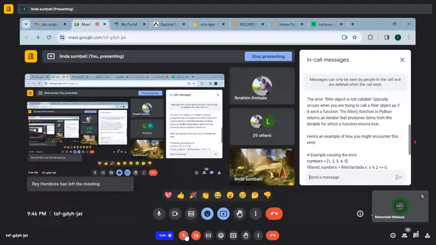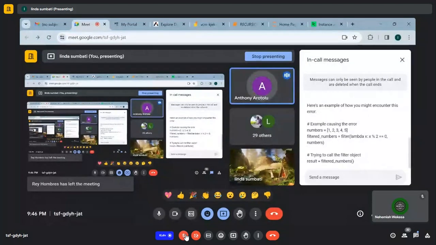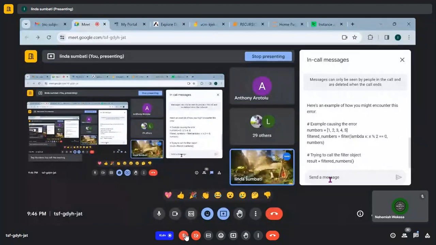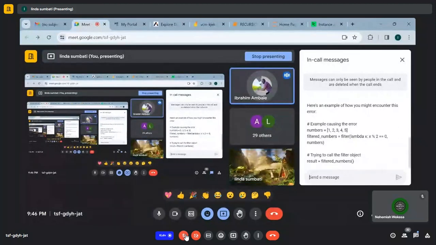Linda, please, could you also paste your code in the chat? Yes, please. Okay, wait a bit. I paste everything first and then you paste, Linda, so that it can flow. I'll let you know.